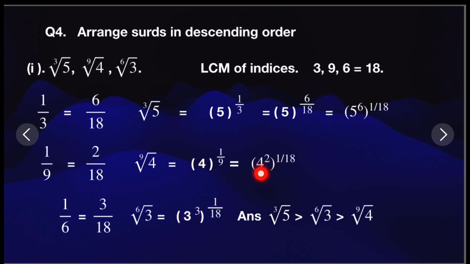Now you check out the values inside the bracket. The order has become the same. That is, it has become the 18th root. Now we will just look at the values. 5 raised to 6 is definitely a very high value. So this will come first. Then 4 raised to 2 is 16. 3 raised to 3 is 27. So this is the next value. So this is the 6th root of 3. Write it down next, and this has the least value. So this is the descending order.